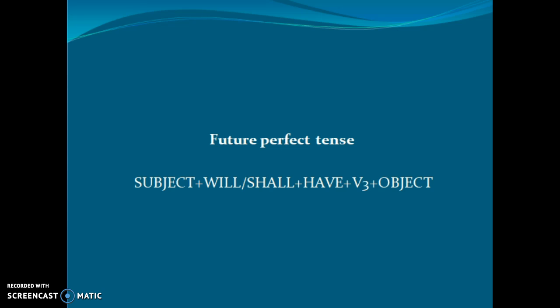Here the structure for the future perfect tense is given. At first we have to put the subject, then will or shall based on the subject, then we have to add have, then V3 form of the verb we have to put. As usual, after that we have to put the object or the predicate of the sentence.